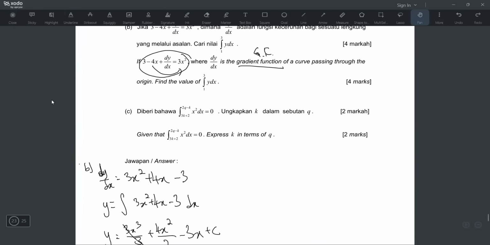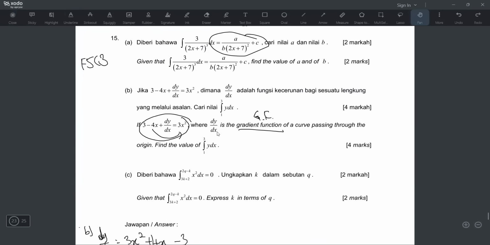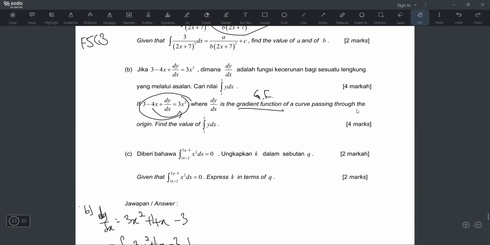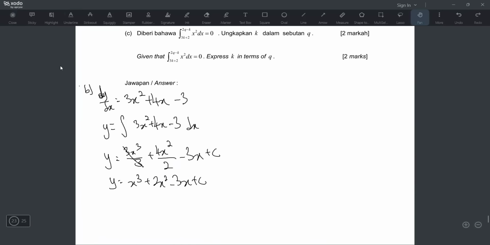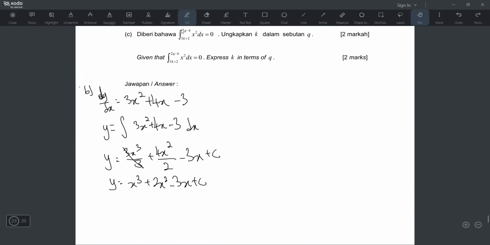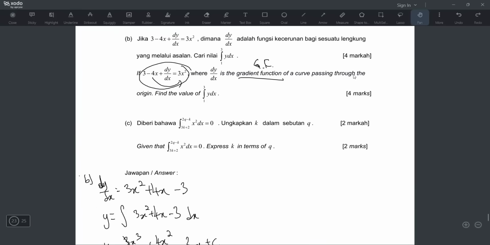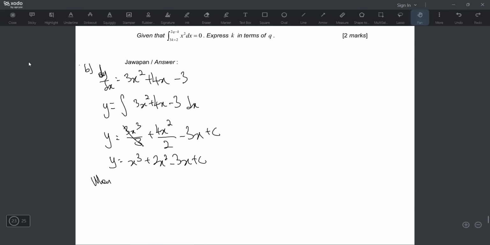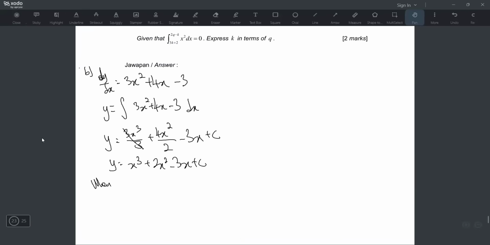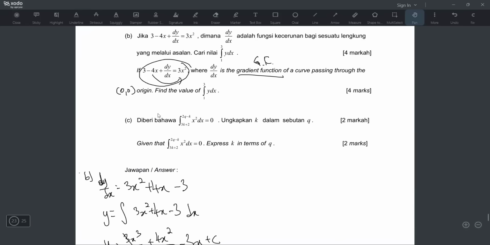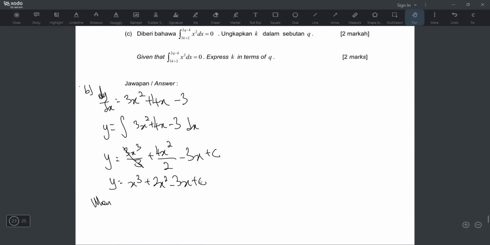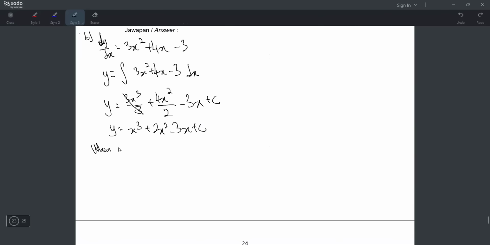Okay, is there any way for me to find the c? No, because they never give us any coordinate here. Hey, they say passing through origin. So can I substitute 0, 0? Yes, because the curve passes through the origin, and the origin is 0, 0. So you need that to find the c. Otherwise you will have a problem, because if you don't get the c, later when you integrate, how do you know? You don't even know the c value. So you have to find the c now.